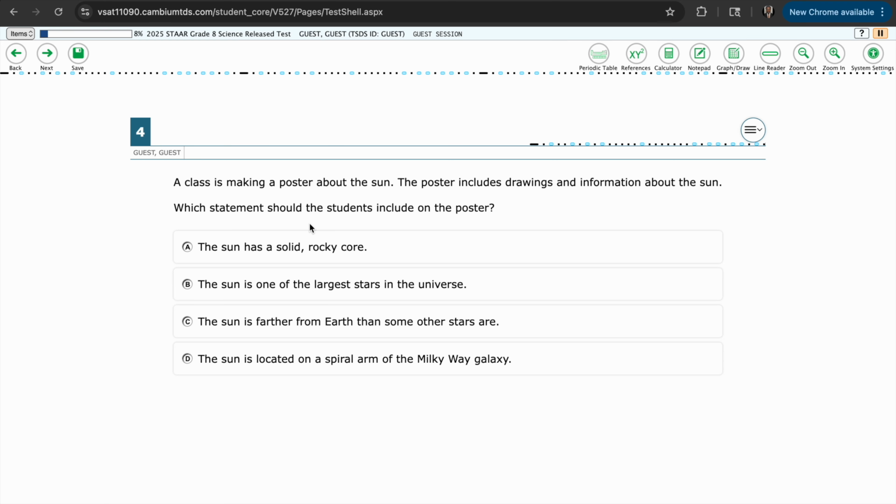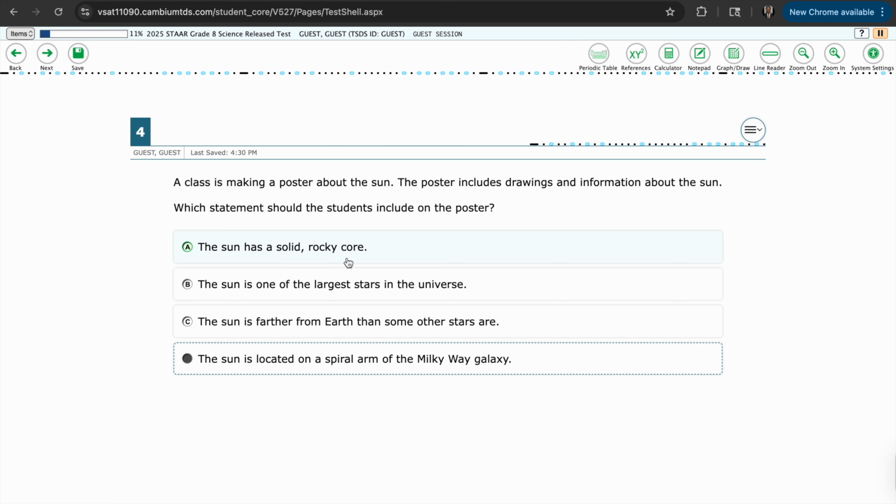The sun is farther from Earth than some other stars are. Well, the sun is the closest star we have to the Earth. Okay. D: The sun is located on a spiral arm of the Milky Way galaxy. Well, we know that we live in the Milky Way galaxy. So I think D is going to be the best choice for us, right? Now, this is just done by simply eliminating weird answer choices.